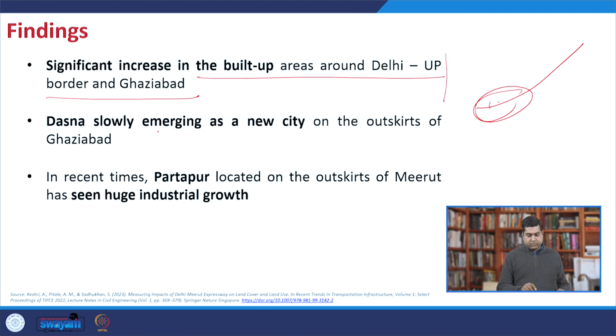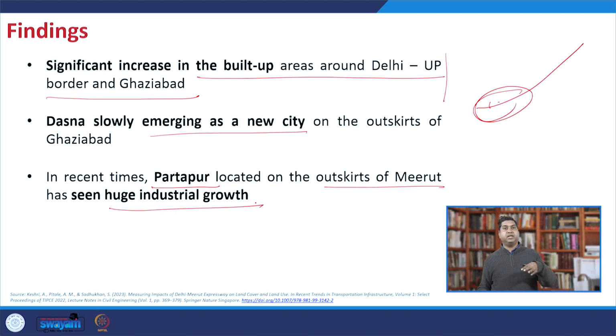Thus, it is slowly emerging as a new city outskirt of Ghaziabad. In recent times, Partapur, located on the outskirts of Meerut, has seen huge industrial growth. So, these are the observations mainly on that.